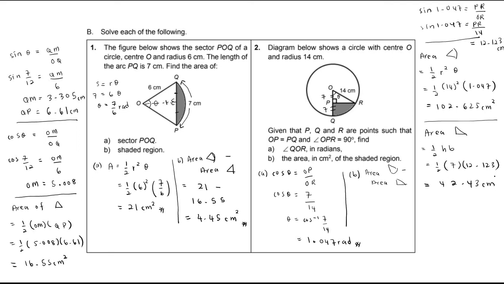And then the area of the shaded region, area of sector minus area of triangle, 102.625 minus 42.43, we get 60.19 cm square. Okay, that is the area of the shaded region.